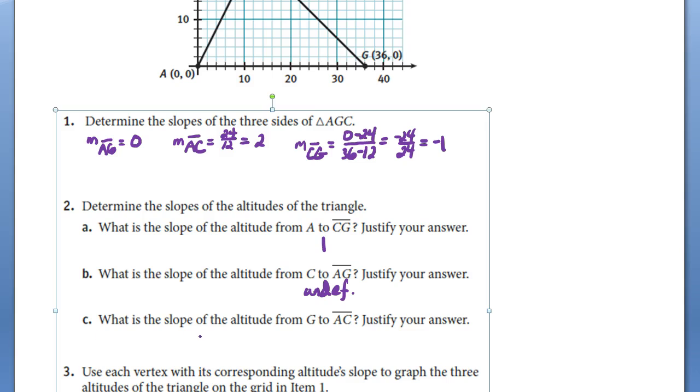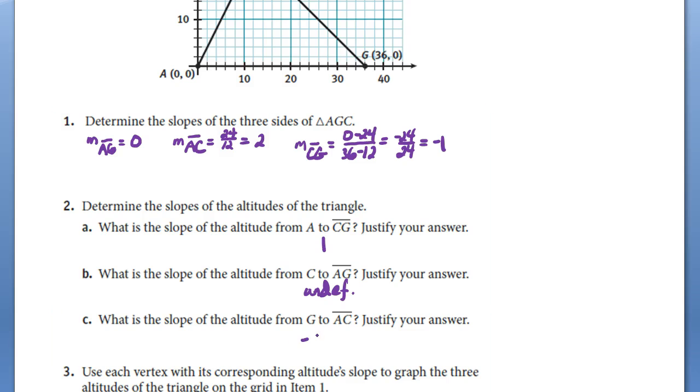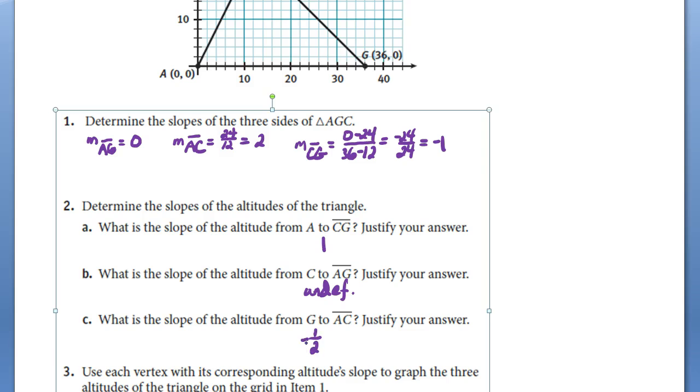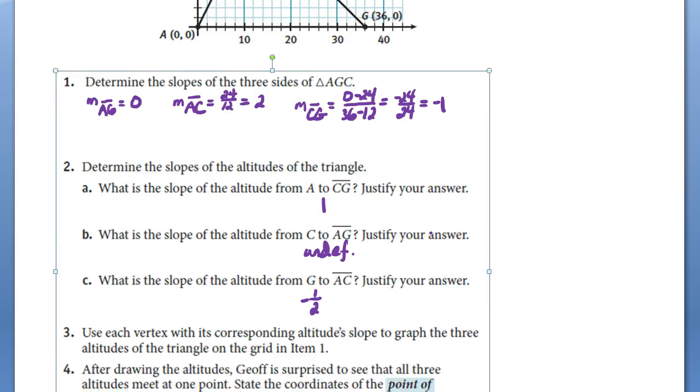And question C, what is the slope of the altitude from point G to segment AC? So looking up above, if the slope of AC was 2, then a line perpendicular to that would have an opposite reciprocal slope of 2. That would be negative, and then 1/2. The opposite means to change to negative. The reciprocal means to create the fraction 1/2. Justify your answer in every case. Our reason is this idea about being opposite reciprocals because of perpendicular.